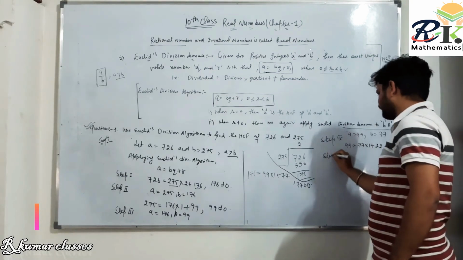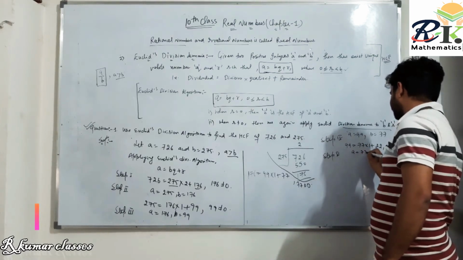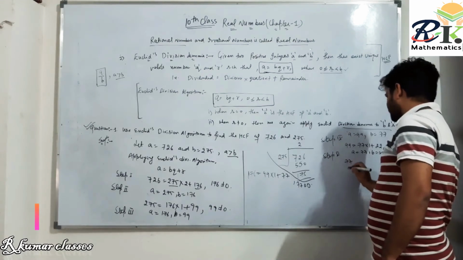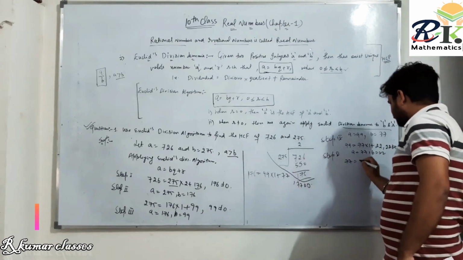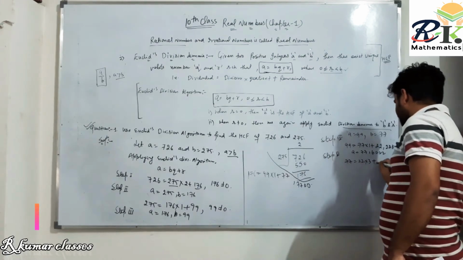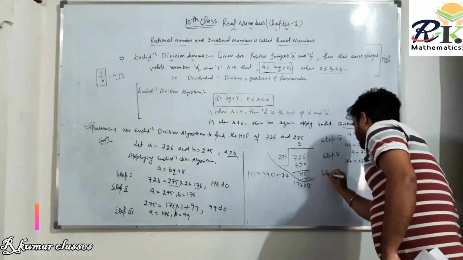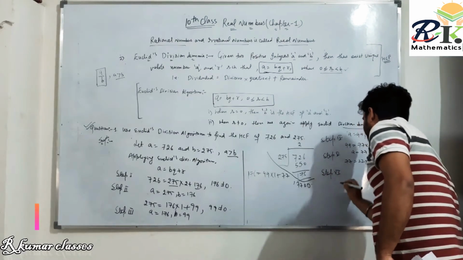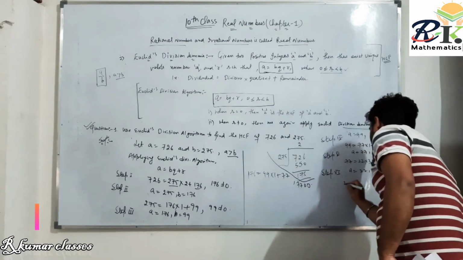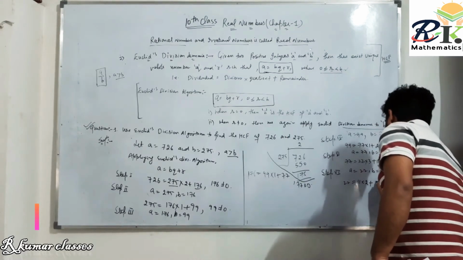Again we apply step 5. In step 5 we take a is equal to 77 and b is equal to 22. So 77 is equal to 22 into 3 plus 11. This 11 does not equal 0. And after we apply the step again, a is taking 22 and b is taking 11. So 22 is equal to 11 into 2 plus 0.